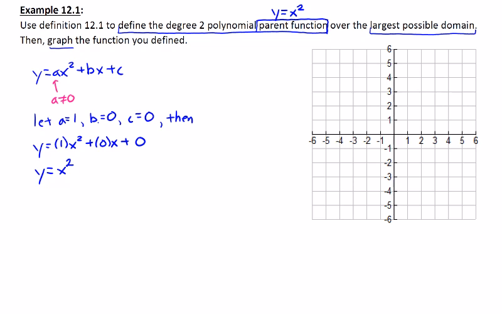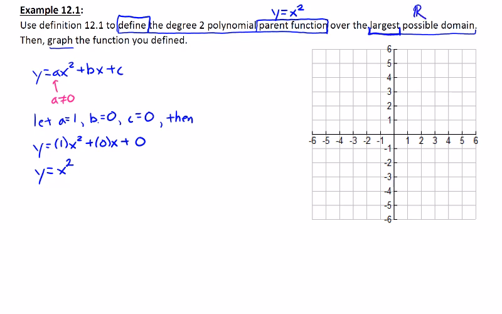We are asked to define the degree 2 polynomial parent function. So it's not just about having the equation, we need to also have the domain involved. And it does say in the instruction to use the largest possible domain. So remember, there's two things that we're concerned with when we're looking at domain: division by 0 and square rooting a negative value. The good news is there is no square rooting going on and there's no division going on. So the largest possible domain would be all real numbers.